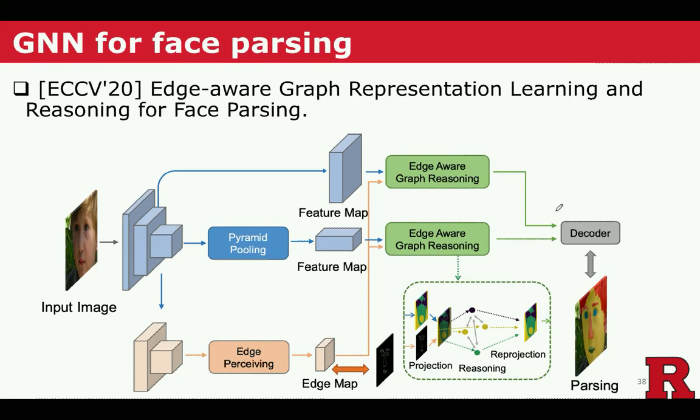GNNs have also been applied to face parsing. This is an input image, and this is the parsed face. This is a bit similar to the superpixel-based graph for image recognition. Here, a collection of pixels with similar features are projected to nodes. So each node is a pixel region, and those pixels share similar features. The model learns and reasons over relations between these pixel regions.